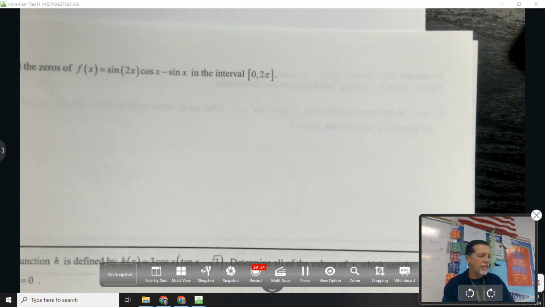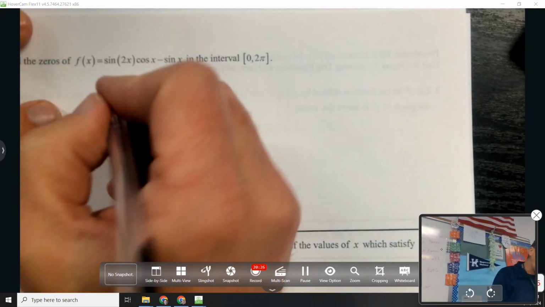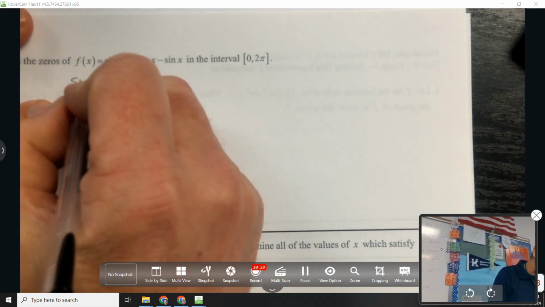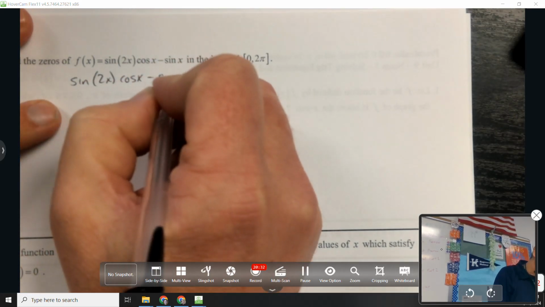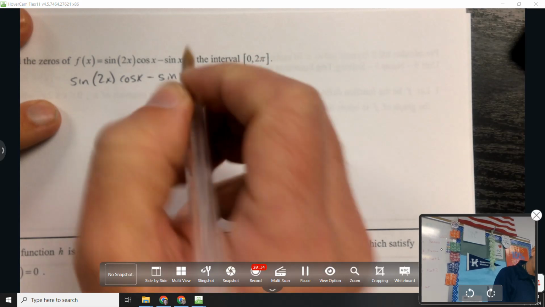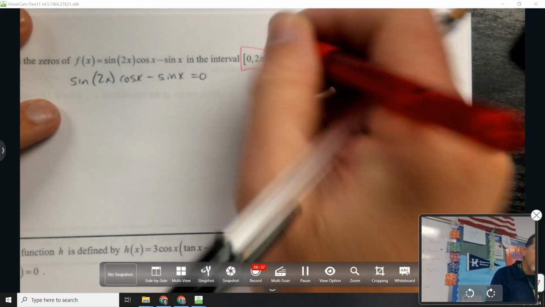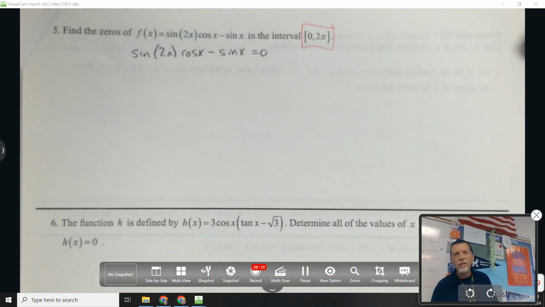Number 5, find the zeros. Okay, so set this thing equal to 0. I do like that we're on our standard unit circle for this one, so I don't have to worry about going backwards or going more than once around, just the regular 0 to 2 pi unit circle thing.